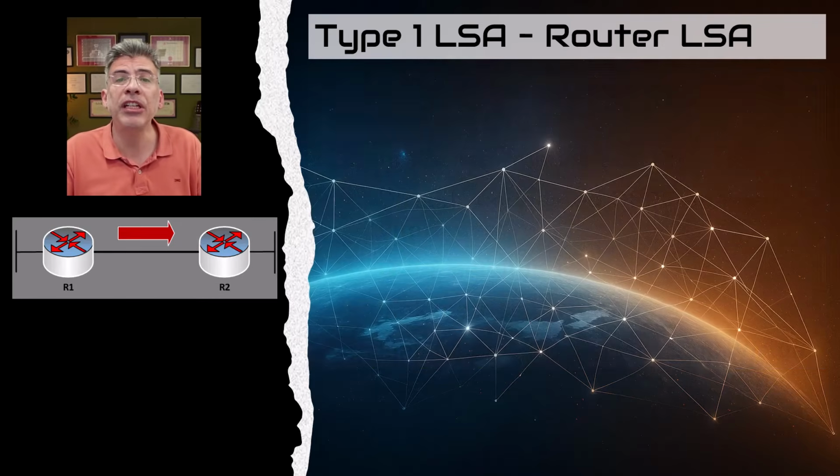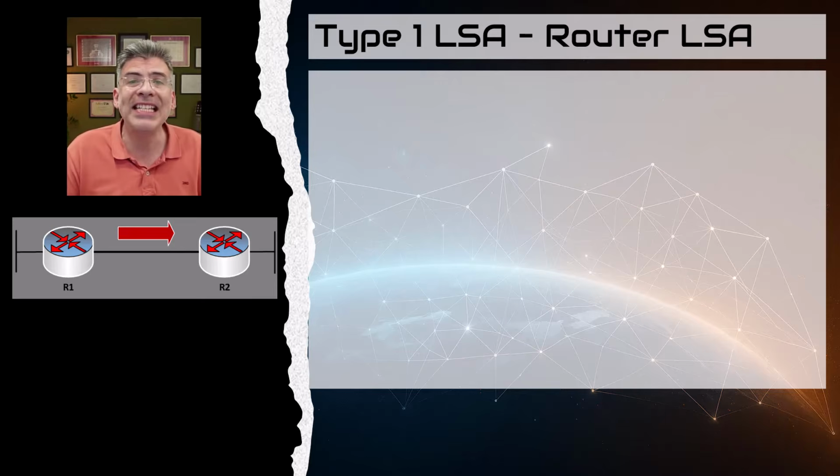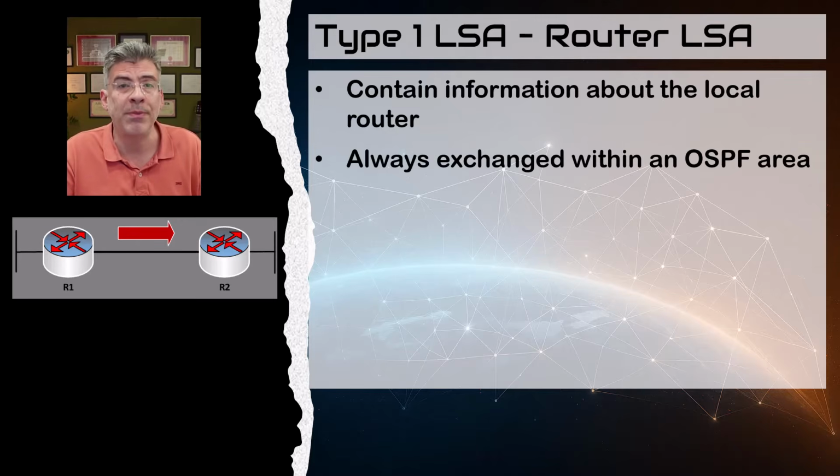Now, some additional information about Type 1 LSAs include the following. Now, this info is important to know early on in order to understand OSPF. Type 1 LSAs contain information only about the local router. They don't relay information learned from other OSPF routers. Type 1 LSAs are always exchanged within an OSPF area. They are not transmitted from one area to another.